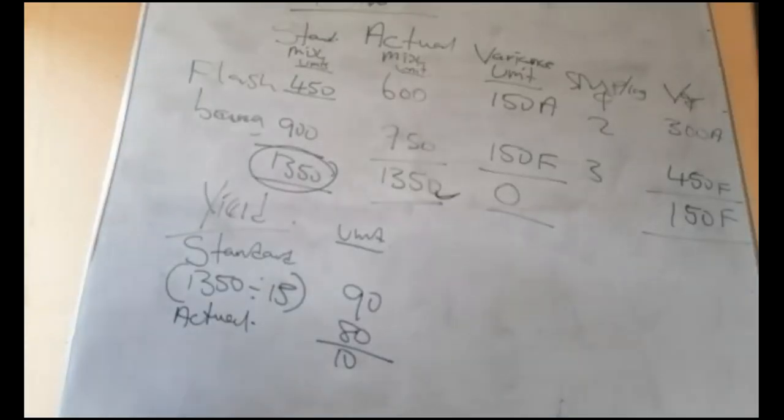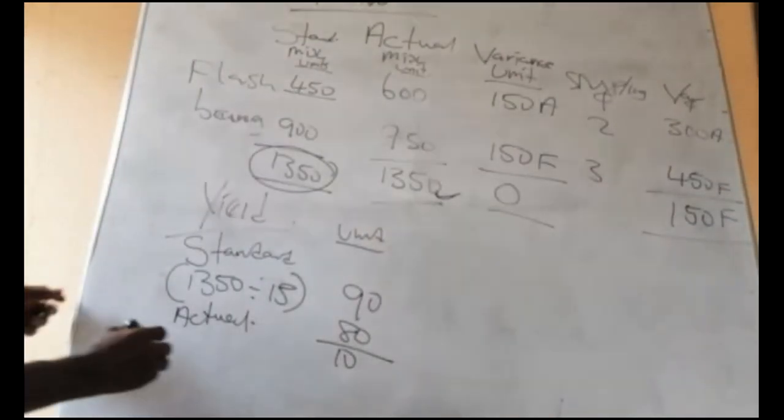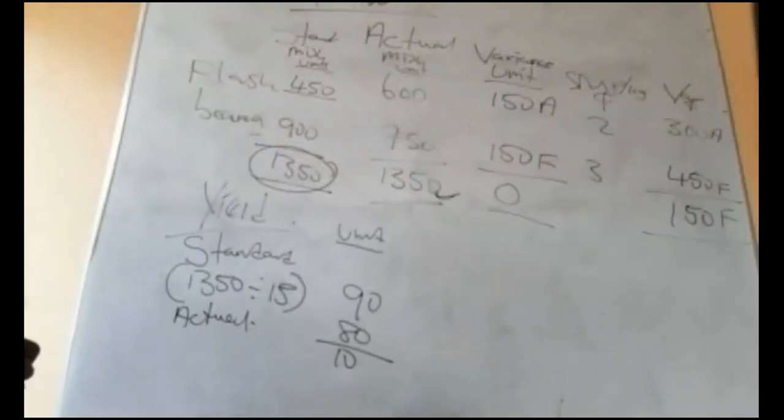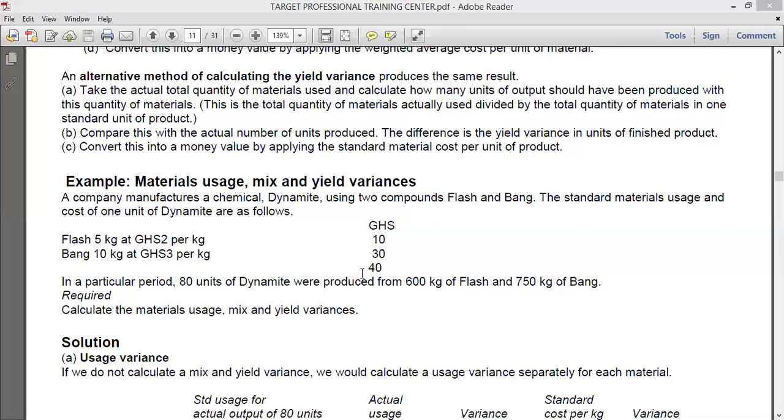So let's go down. You pick the standard. So the standard is what? You have to pick standard material cost per unit. So let's go to the question and pick it up quickly. Standard material cost is 40 Ghana cedis, the total. If they don't give it to you, you have to add it yourself. It's the total: 10 plus 30, making 40.